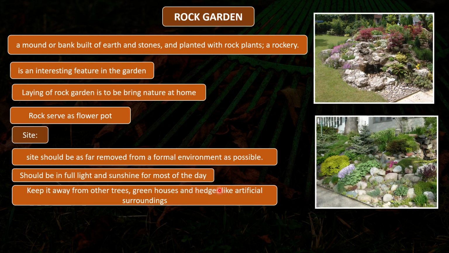Likewise, it should also be away from hedges. Hedges are the boundary of the garden. So if you have firm boundaries in your garden, don't try to put a rock garden in between, it will also look artificial, right? And it should be away from other trees, because trees will provide shade, which is not good for a rock garden.